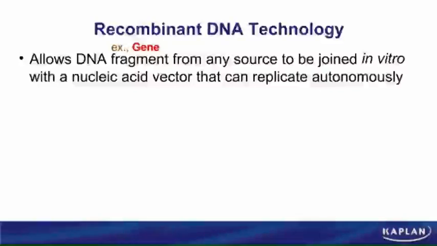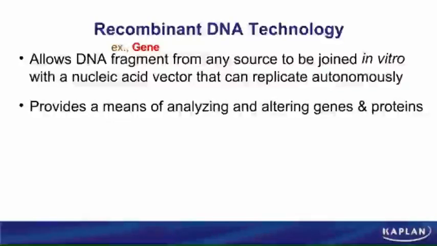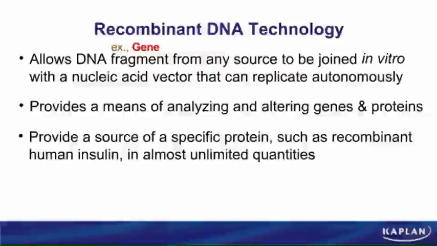Now, why do we want to do recombinant DNA technology? It's because this provides a means of analyzing and altering genes and proteins, to analyze genes which have a mutation in them. And it provides a source of a specific protein, such as recombinant human insulin, in almost unlimited quantities. In the past, 10 years ago, 15 years ago, in the treatment of type 1 diabetes, where did the insulin come from to treat type 1 diabetes? Well, the insulin came from sacrificing about a half a dozen pigs or a half a dozen sheep to get enough insulin to treat human type 1 diabetes.